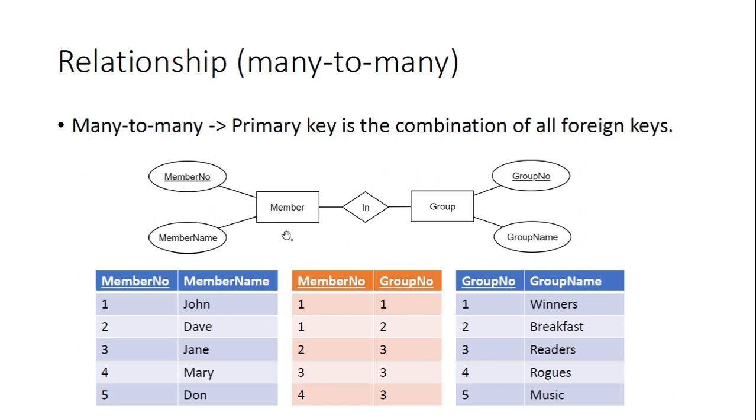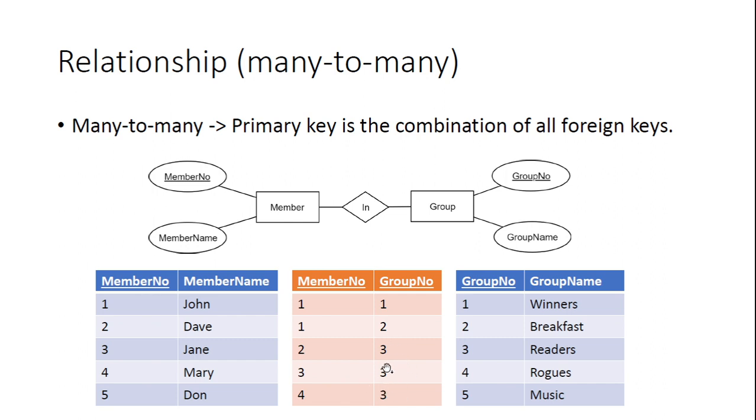For example, here we have members and groups. A member could be in many groups, and a group can have many members in this scenario. For member number one, the member is in group number one, and it is also in group number two. So we assign the same member to multiple groups. On the other hand, in group three, there are three different members: members two, three, and four.